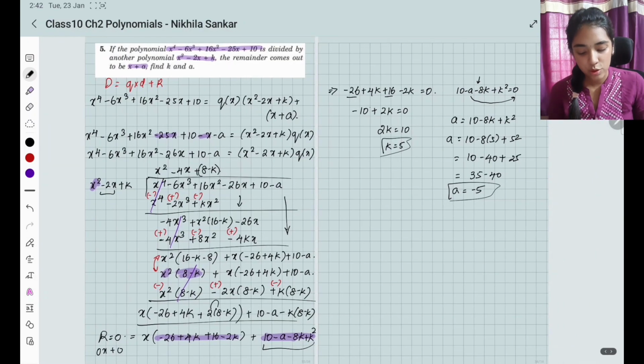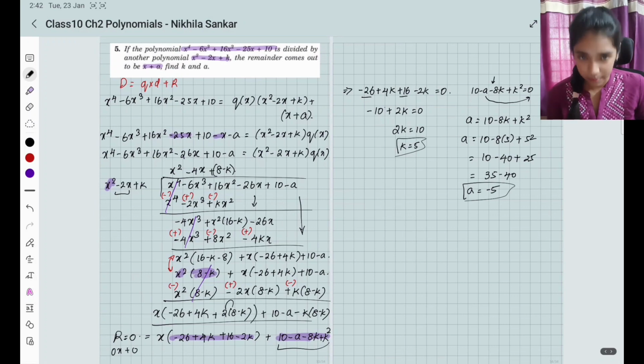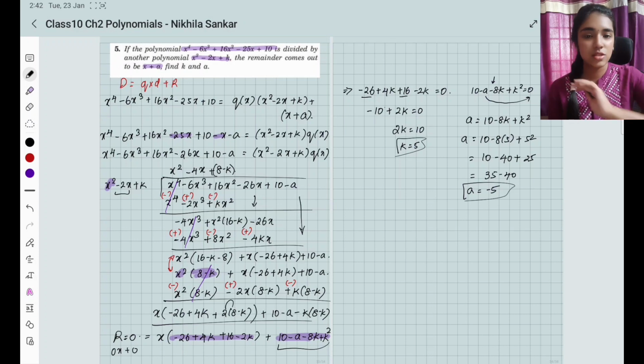Okay, so this is how you solve such questions. First என்ன கொடுத்திருக்கேன் பார்த்துட்டு அதை substitute பண்ணிட்டு find the new dividend and then equate the remainder. Okay, this is not there for your final exam, but suppose கேட்டா you should know how to solve.